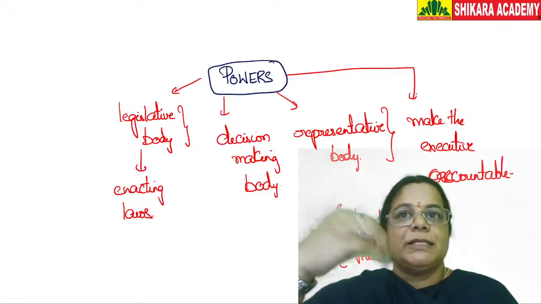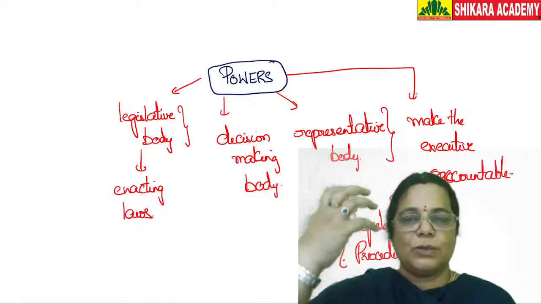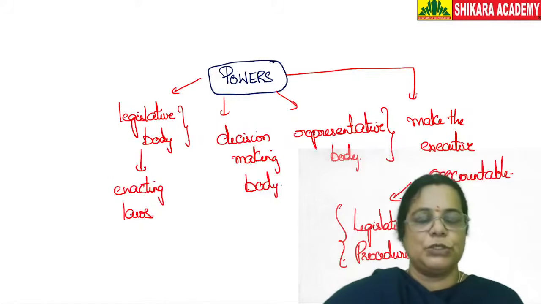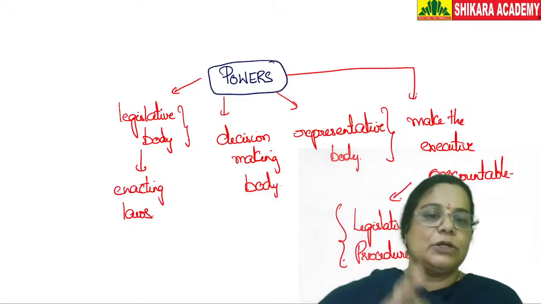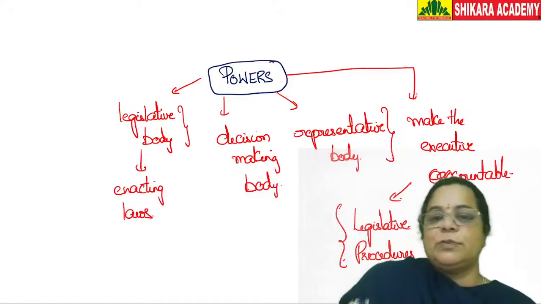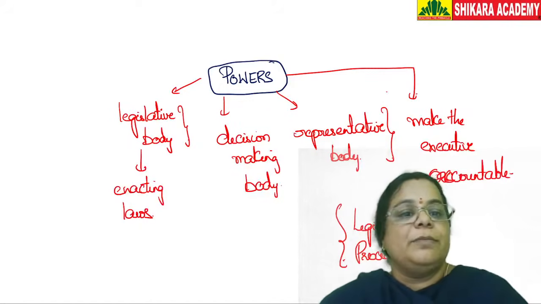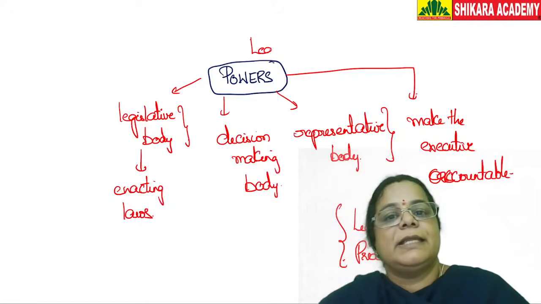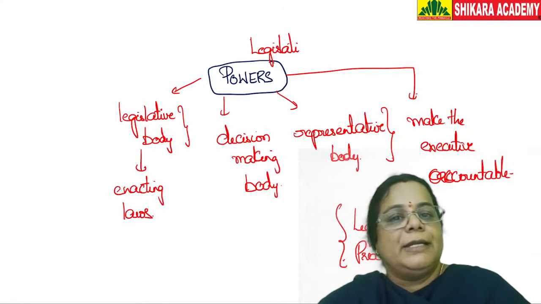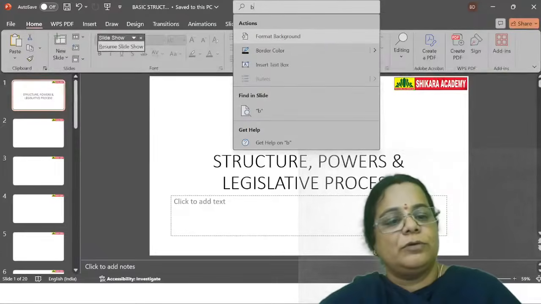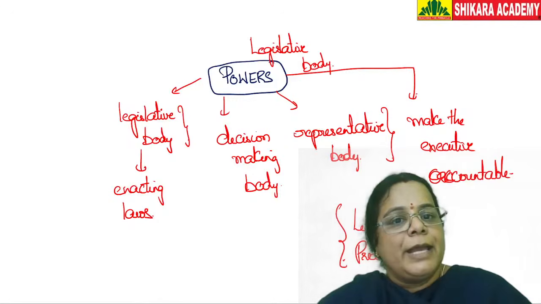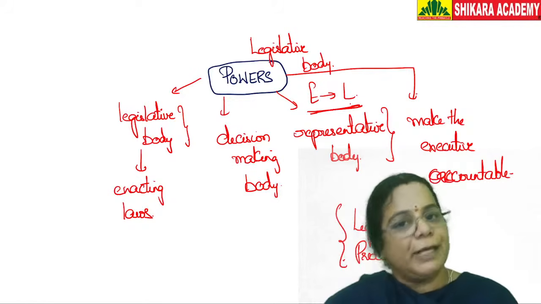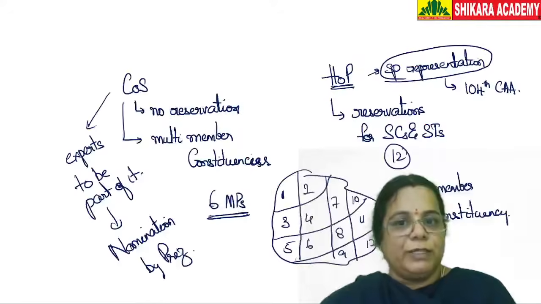Through various legislative processes, like the question hour, the zero hour, the calling attention motion, the adjournment motion, all these ensure that there is control of the legislature on the executive. Why is this important? Because Parliament primarily functions as a legislative body, and India has a parliamentary democracy, where the executive will be responsible to the legislature. That is the reason why we have this. So these are the powers of the legislature.